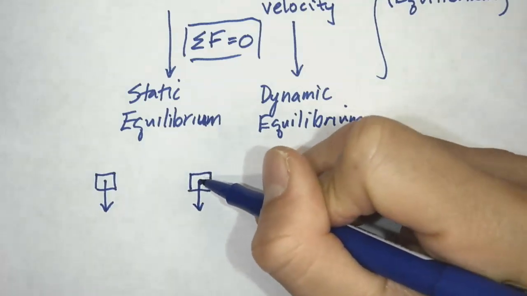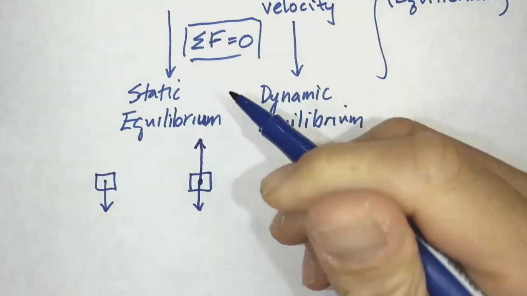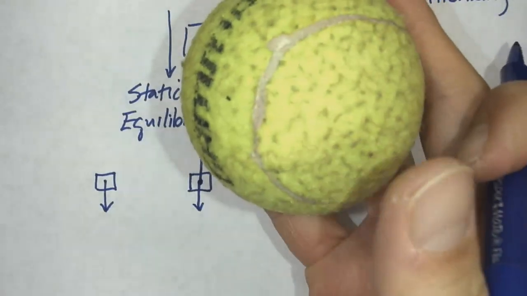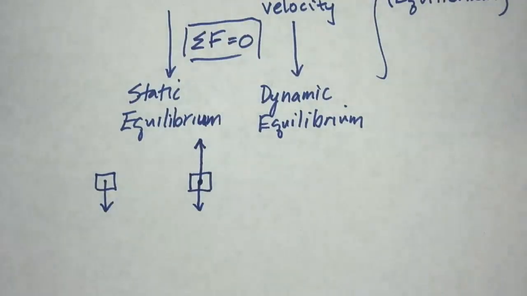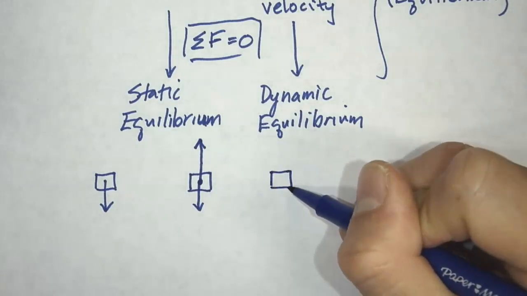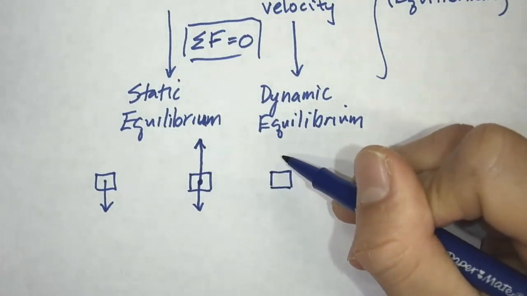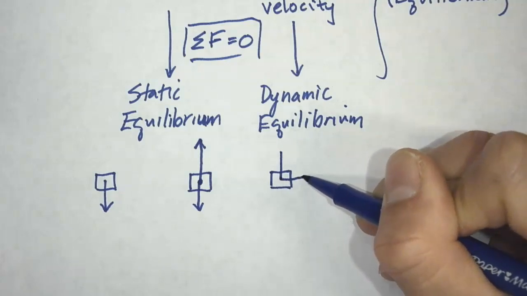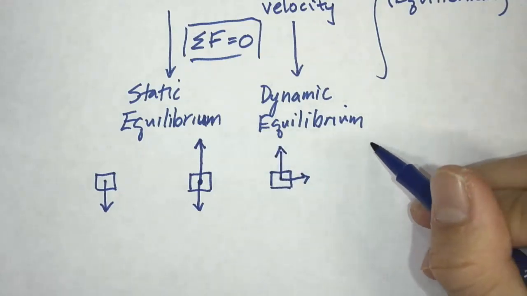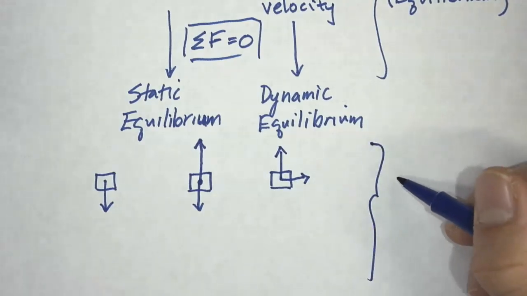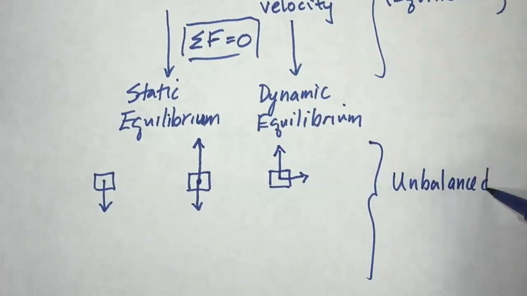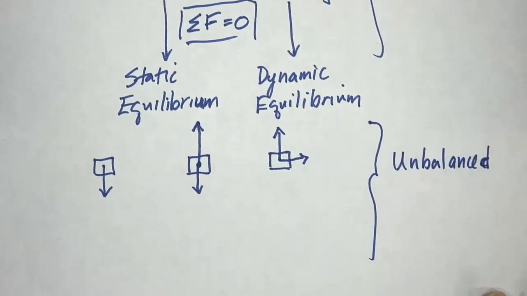Here's another example where I have forces unbalanced. There is a force down, but I have a greater force going up. An example of that would be if I took this tennis ball and I lift it up. So I accelerate it upward. So that's an example of this. We could also have an unbalanced force that is two-dimensional. So there's a force to the right and a force up. So this is a situation right here of unbalanced forces. So we're dealing with unbalanced forces here.